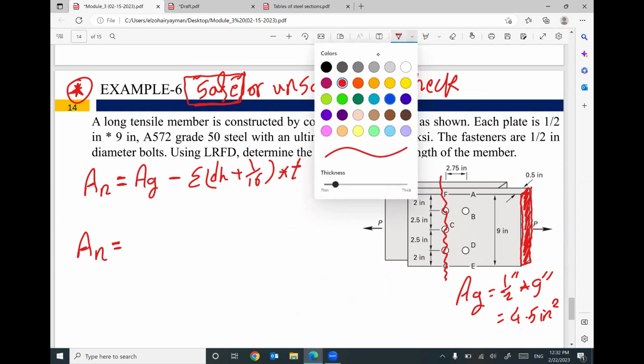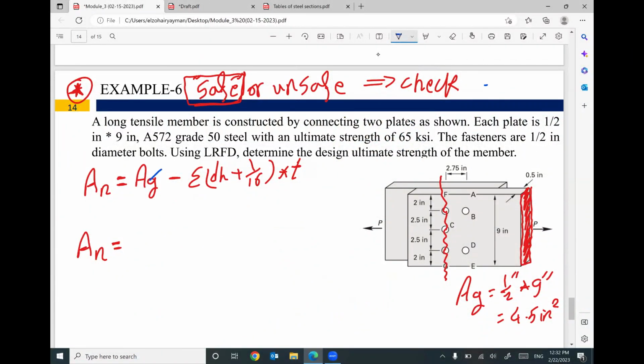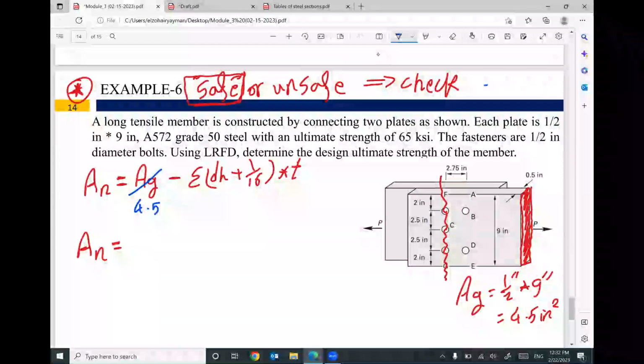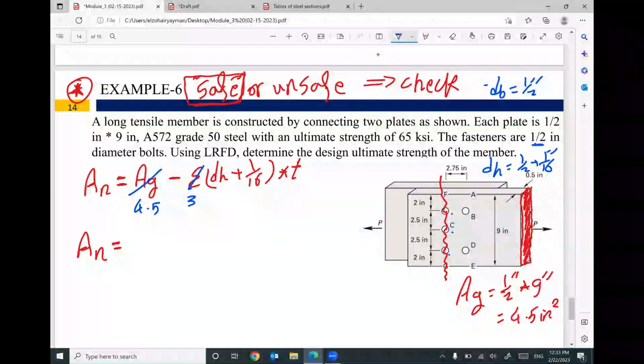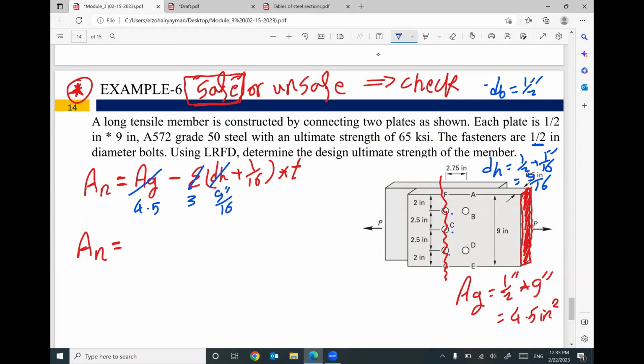So this area gross will be 4.5. This summation will be 3 because we have 1, 2, 3 bolts. Your D hole diameter, the given is the bolt diameter. D bolt is given 1 inch. So D hole will be 1 inch plus 1/16, so it will be something like 9/16. The hole will be 9/16 plus 1/16, and your thickness of this plate is 1/2 inch.